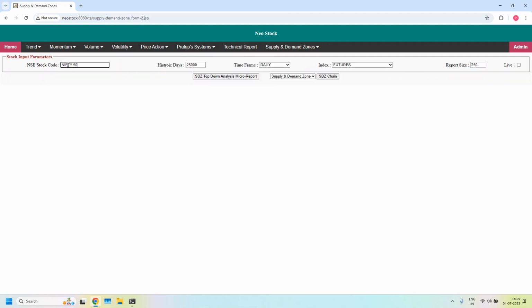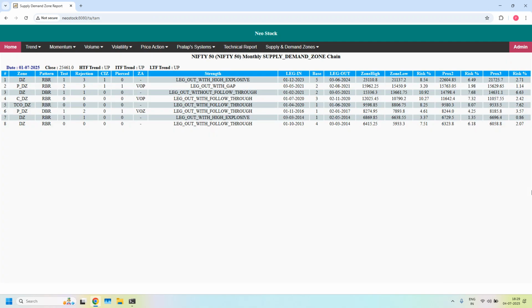Starting with NIFTY, generating monthly supply demand zone chain for NIFTY. So this is NIFTY monthly supply demand zone chain report. In any supply demand zone chain report, always look into the zone column to find the high liquidity zones. Look into the pierced column to find the pierced zones, and also look into the LTF trend to find the trend of the current time frame you have selected. And also you already learned one time frame higher is ITF and one more time frame higher is HTF. You are aware of those points.